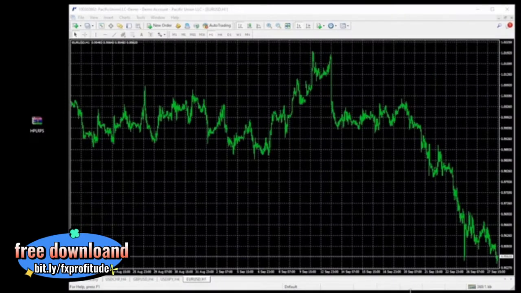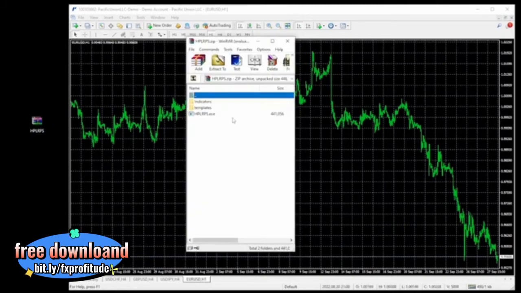Hey there, I've downloaded the HPLRPS auto installer zip file. So now I'm going to go through the process of installing this onto my chart. The first thing I'm going to do is double click to open the zip file. And with this open, I'm going to double click the HPLRPS exe file.